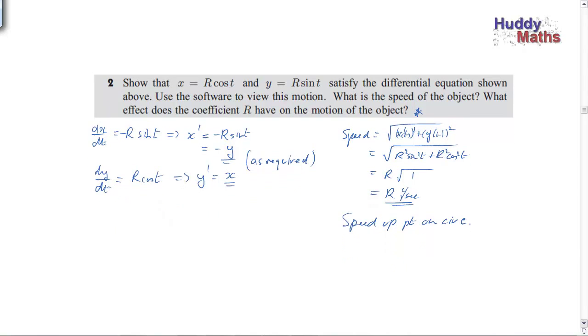Okay, let's go now. We've got a few to do. So next variation is, do you remember what happened if we stuck that in there? Show that it satisfies a pair of differential equations. Use the software. What effect does factor phi have on the motion of the object? Okay, pause it and try to answer the question.